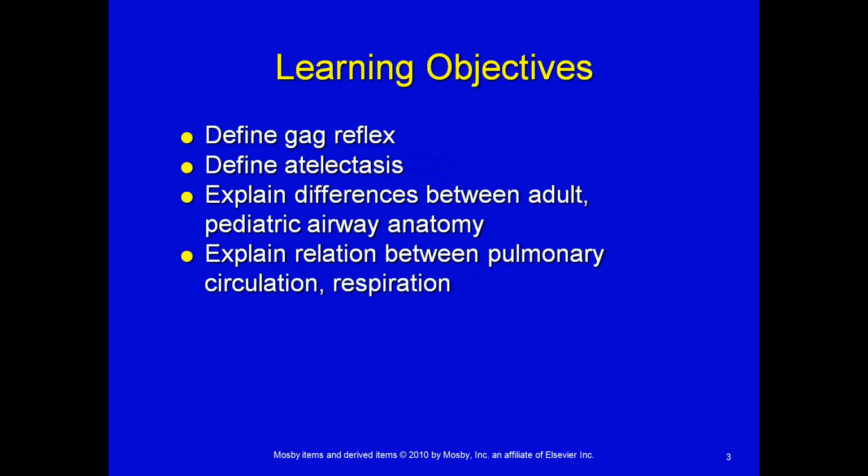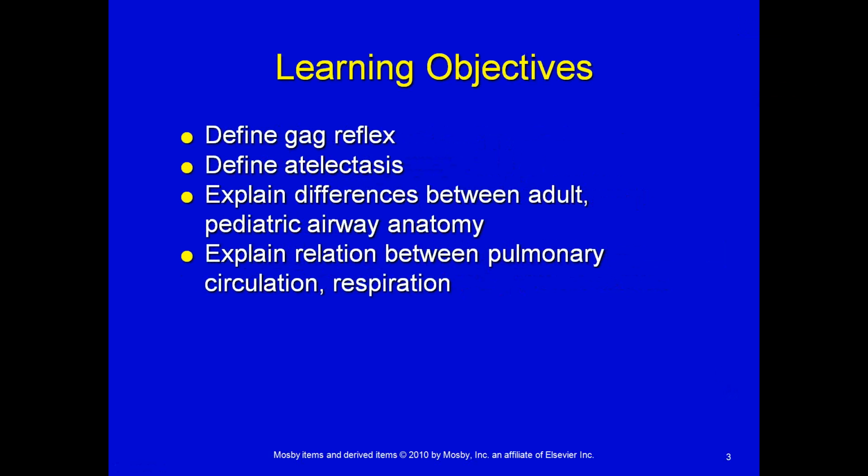We'll explain the differences between adult and pediatric airway anatomy, as well as explain the relationship between pulmonary circulation and respiration. We'll list the concentration of gases that comprise atmospheric air. We'll describe the measurement of oxygen in the blood, as well as the measurement of carbon dioxide. We'll list factors that cause a decrease in oxygen concentrations in the blood. We'll list factors that increase or decrease carbon dioxide production in the body, and we'll describe peak expiratory flow as well as define FiO2. We'll describe the voluntary and involuntary regulation of respiration.